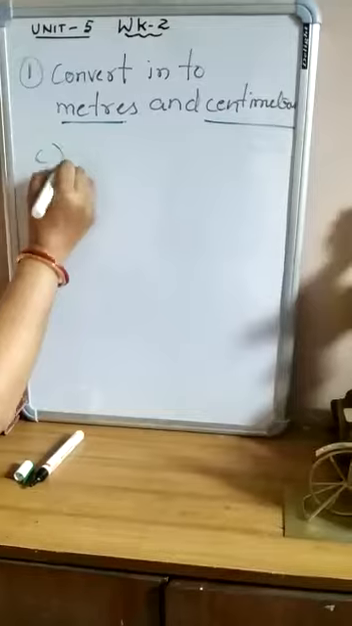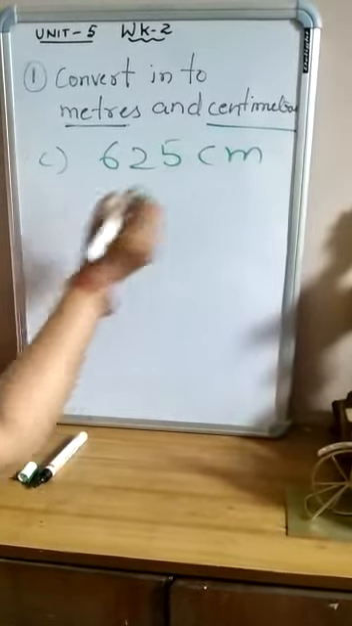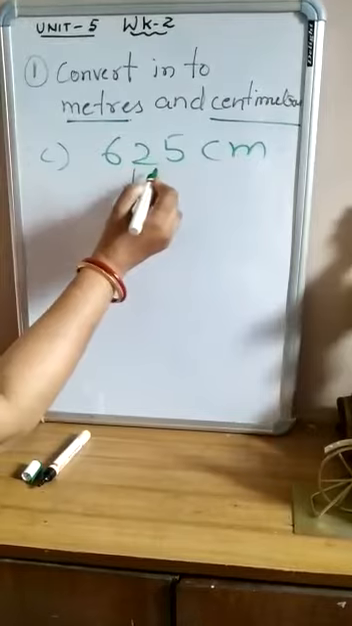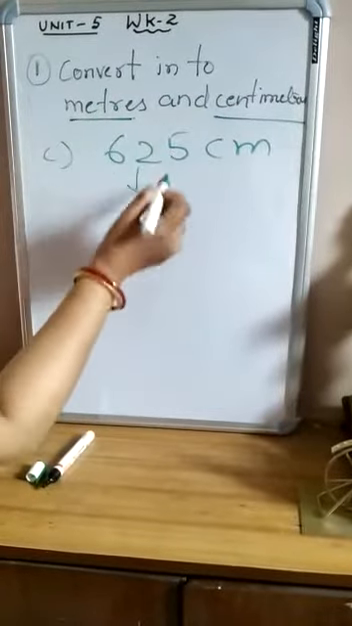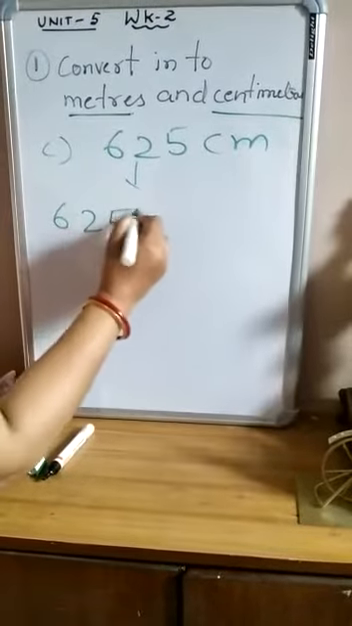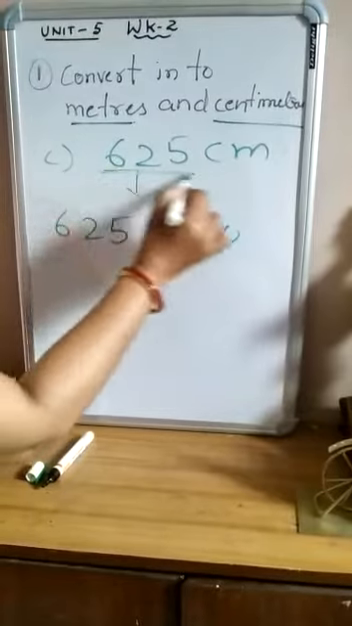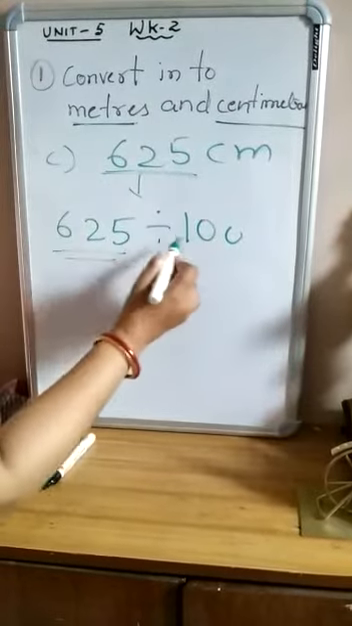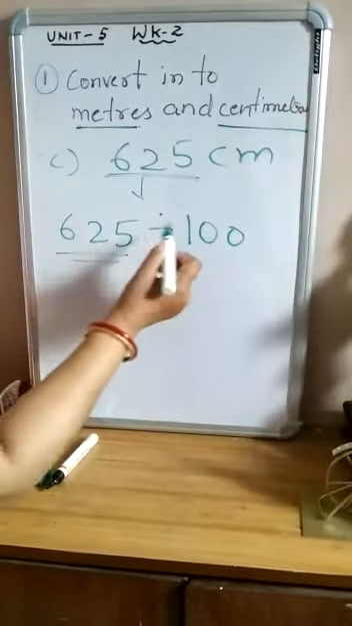Another example is 625 centimeter. Right. Now this number of centimeter, in order to convert into meters and centimeters, the number of centimeter will be divided by 100. Here the number of centimeter is 625. So 625 will be divided by 100. Okay. Now I have taught you the division by 100.